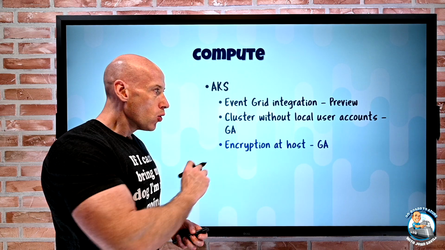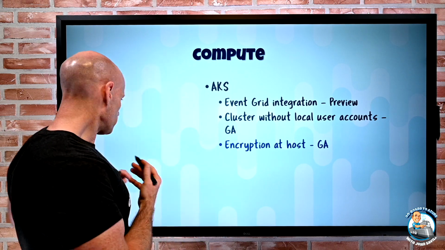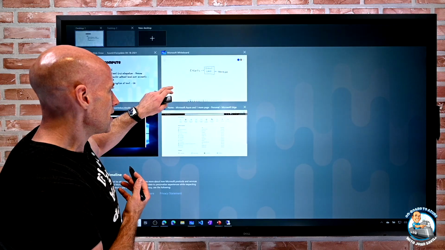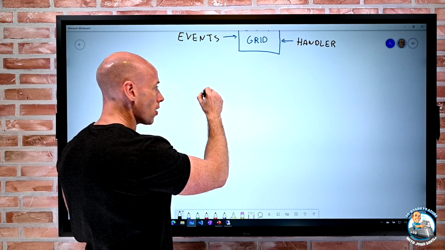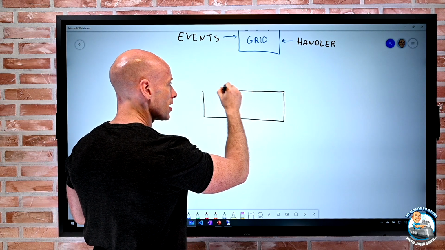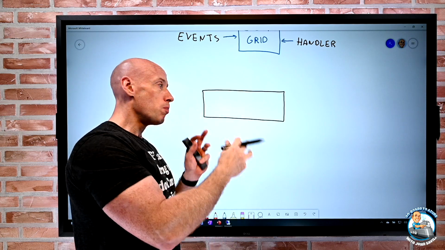Also, encryption at host is now GA for AKS clusters. So remember, the whole point of this is fundamentally behind the scenes there's a physical box. And this applies, I can do encryption at host for VMs as well. So I have some physical box.